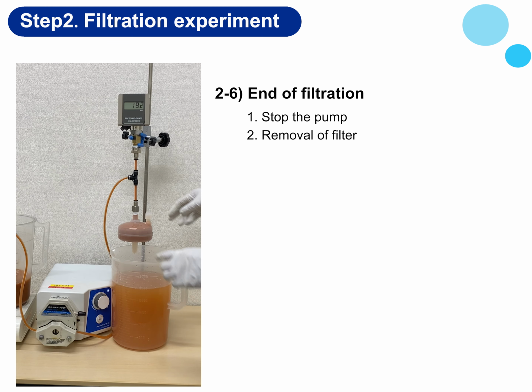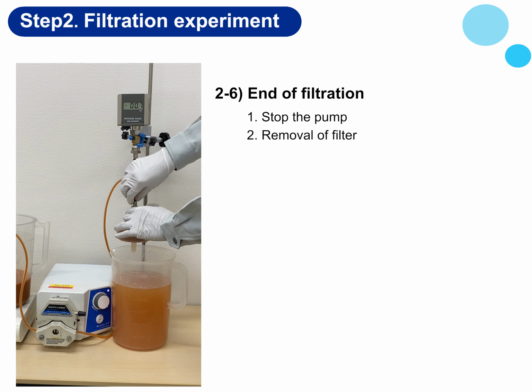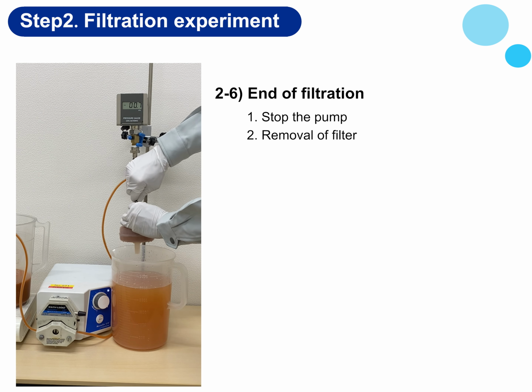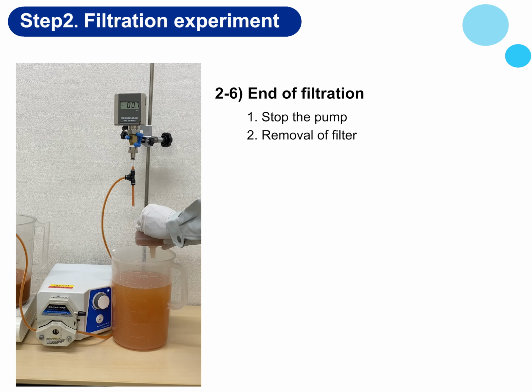After the pump is stopped, open the air vent to release the internal pressure, and then remove the filter. If the remaining liquid in the filter is difficult to remove, air pressurization or other means are used to dispose of it as waste liquid. This is the end of the flow rate filtration experiment. If there are multiple test filters, replace the filters and repeat the same procedure.